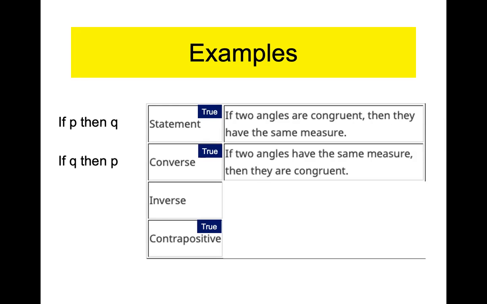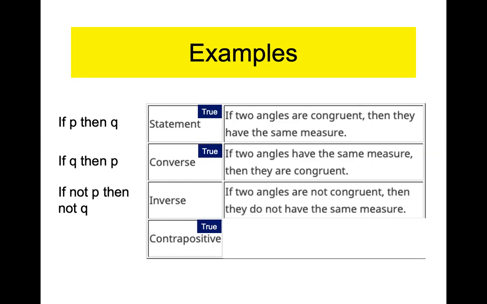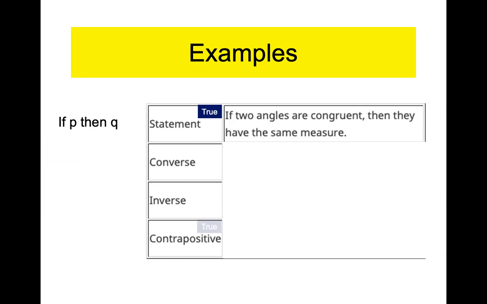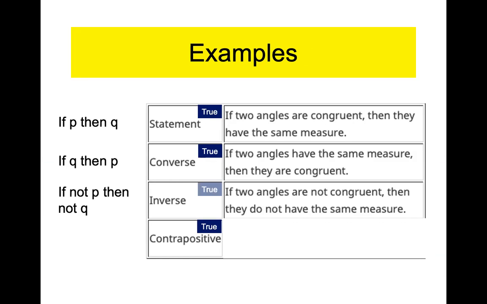What's the inverse of the statement? If two angles are not congruent, then they don't have the same measure. True or false? True. Turns out that all of these are true. So here's an example where literally every statement is true. The previous one that we did, I'm going to go back, we got true, false, false, true on that particular one. But on this one, every single one of them is true.